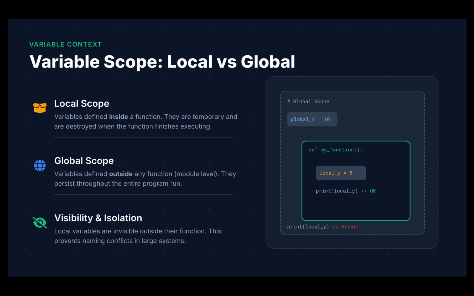Now I will be introducing you to variable scope, which is one of the first tricky ideas you may meet in functions. A local variable exists only inside a function and disappears when the function finishes. A global variable is defined outside functions and remains available across the program. Local scope provides isolation, which helps prevent naming conflicts.